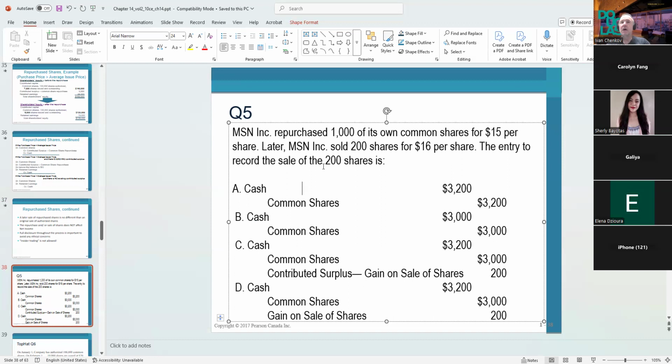What are we doing here, are we buying back or are we selling? Selling. Are we clear on this? We're selling shares. When is the contributed surplus created, when we're repurchasing, or when we're selling shares?